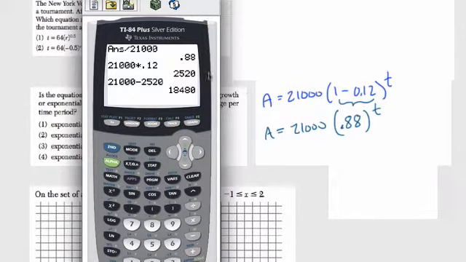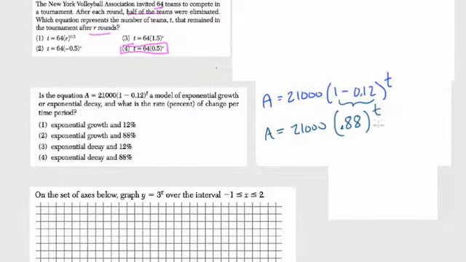So each time, we're taking 88% of what we had before. But that means if you have 88% of what you had to begin with, you've lost 12%. Think of the example: if you have $100, and I say take 88% of that, well, to do that, you multiply it by 0.88, and you get $88. You had 100, now you have 88, you lost 12 out of 100, or 12%. The same idea right here, just we're dealing with exponents.